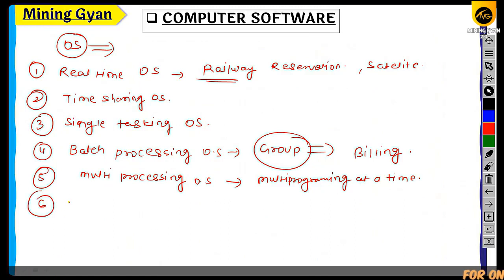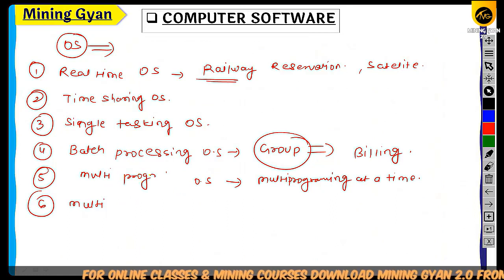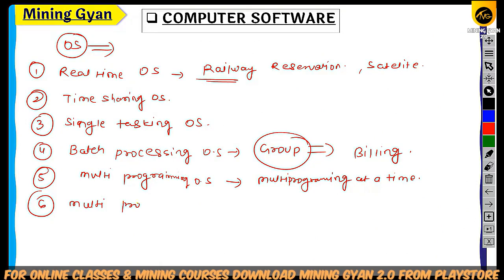Okay, this is multi-programming, and the last one is the multi-processing operating system.